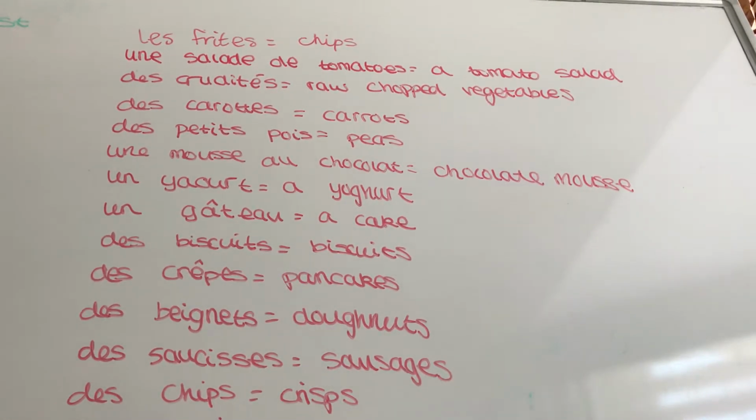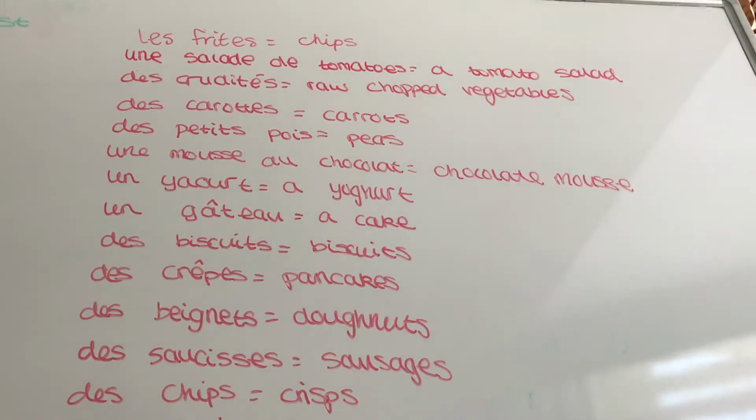Now this is just general food. So we've got les frites, which is chips. Une salade de tomates, which is a tomato salad. Des crudités is raw chopped vegetables. So it can be celery, carrots, broccoli, anything that's raw and chopped that's a vegetable. Des carottes, carrots. Des petits pois, peas. So if you're buying peas in Britain, it might say petits pois on the packaging. It just means peas.